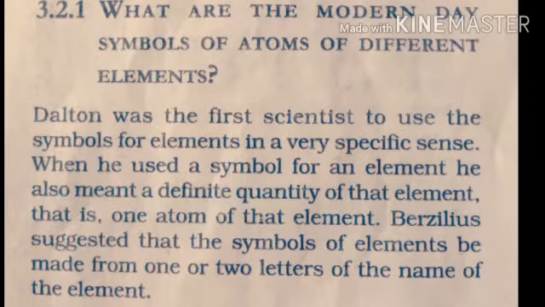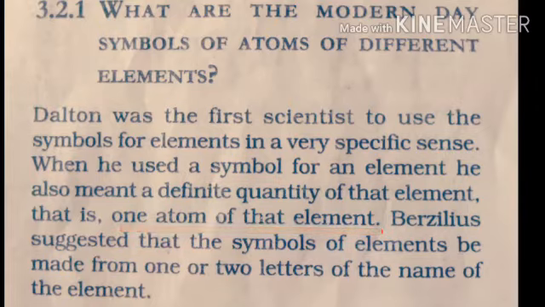Now let us find out the modern day symbols of atoms of different elements. Do you know who was the scientist who used symbols for the elements for the first time? Or what were the symbols he used? Dalton was the first scientist to use symbols for elements in a very specific sense. When he used a symbol for an element, he also meant a definite quantity of that element, that is, one atom of that element.